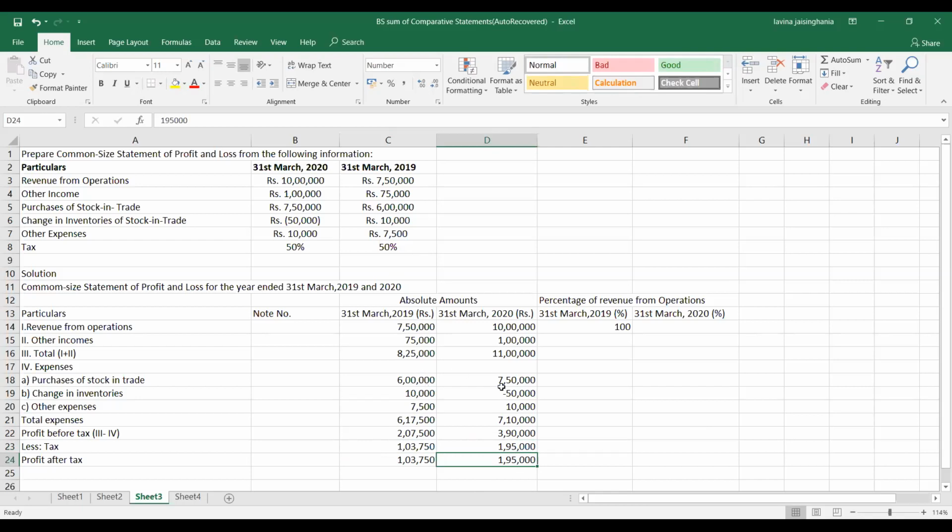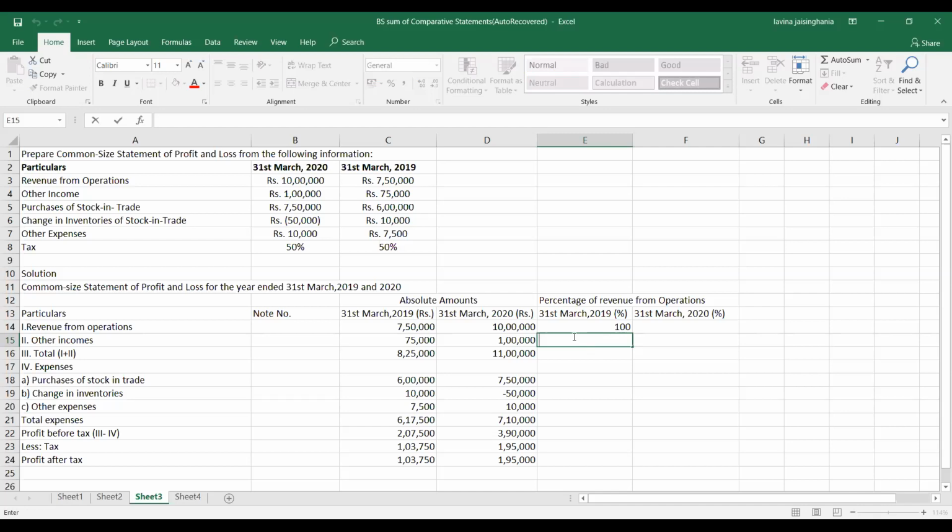Now we will prepare the common size statement, that is, we have to compare the rest of the items as compared to revenue from operation. So you have to consider revenue from operation as 100. So give 100 to revenue from operation. That revenue from operation is 100%. So how much percentage are the rest of the items? Like if 7,50,000 is 100%, then other income, that is 75,000, is how much percentage of it? A simple cross multiplication can be done. If 7,50,000 is 100%, then 75,000 is how much percentage?